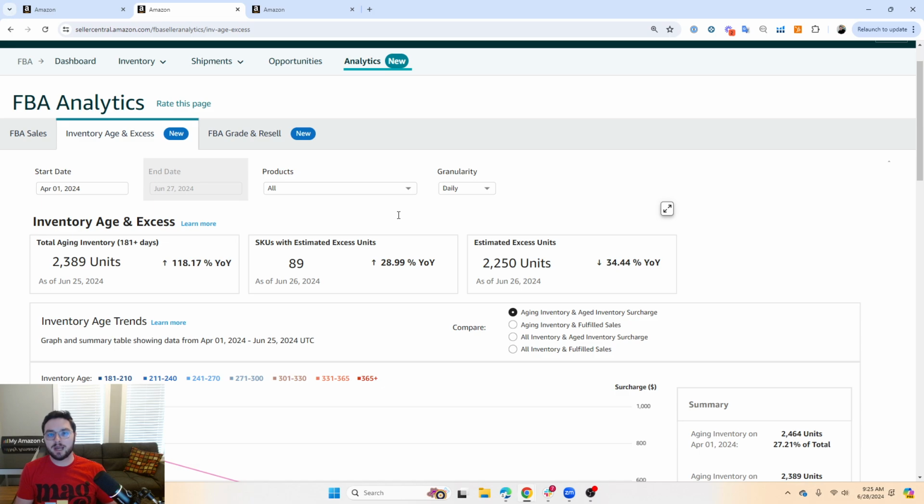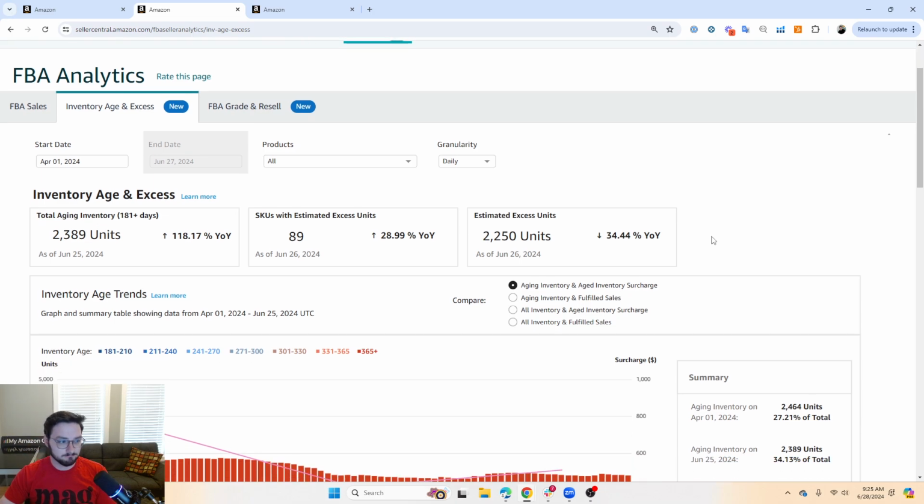So if you are adding more SKUs to your catalog, or if you have products you are no longer really carrying, this is an easy way to actually tell where all of that inventory is. Again, with the estimated excess units. So this is just a breakdown of these 89 units, how many you have in excess overall. You can also see if you're going up or down year over year. So you can see that we here are going down about 35%, even though we have an increase in SKUs with excess units. So overall, the amount is kind of coming down there.